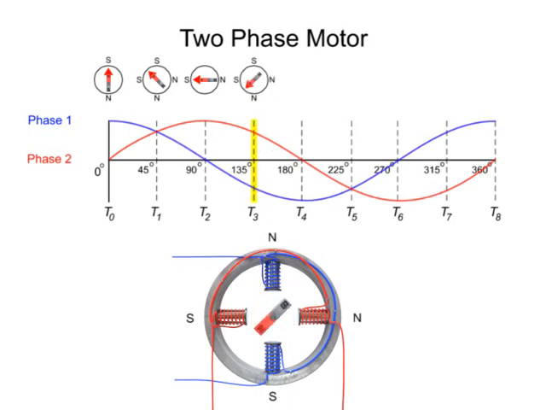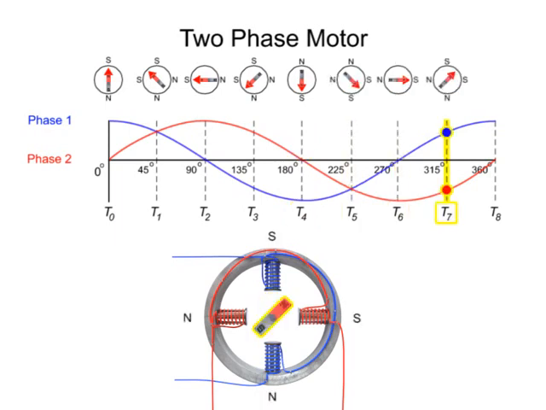As the two sine waves continue to induce current 90 degrees out of phase, the rotor will spin and the motor will run, effectively transforming electrical into mechanical energy.